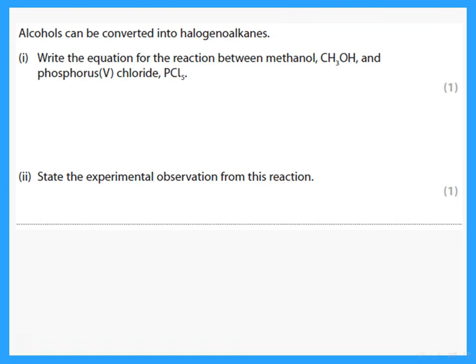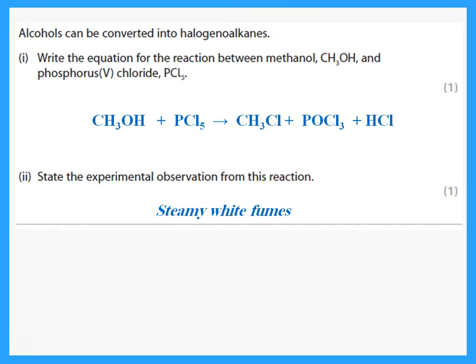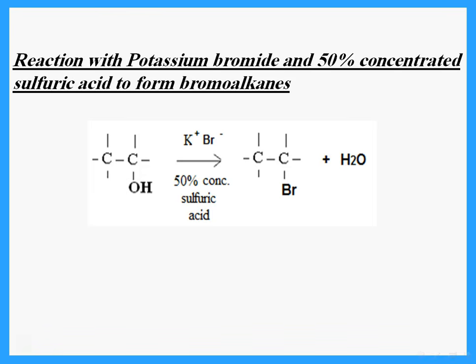So this is a question. He says write the equation for the reaction between methanol and phosphorus pentachloride. Did you notice what you get when you add alcohol to PCl5? It will give you the methyl chloride or chloromethane, plus POCl3 plus HCl. And then if you need to balance, it should be balanced. The observation for this, we said if it gives off HCl, it gives what we call steamy white fumes. These reactions you need to know.